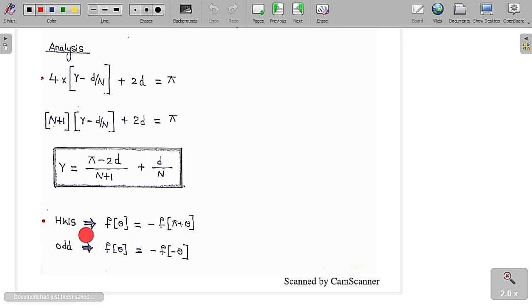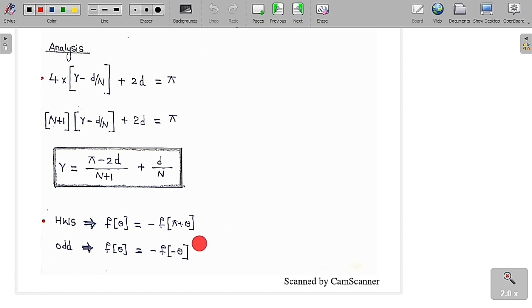So half wave symmetry I have already told you. Half wave symmetry means f of theta is equal to minus of f of theta plus pi. It means if you delay the signal by pi and take the negative, then you are going to get the original signal, whether you delay or advance, everything is the same.